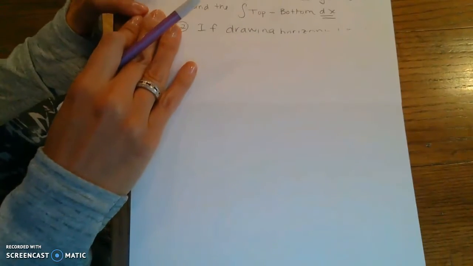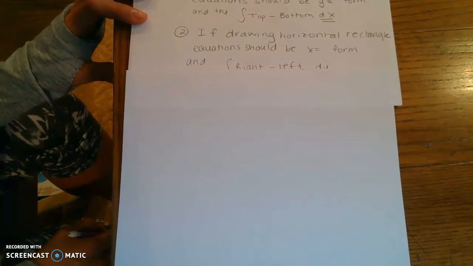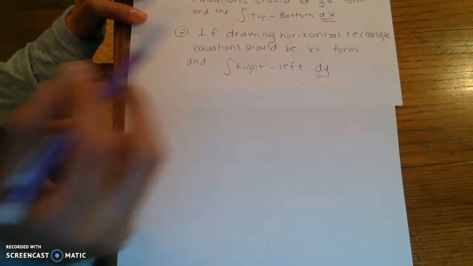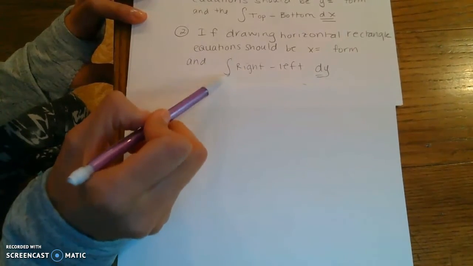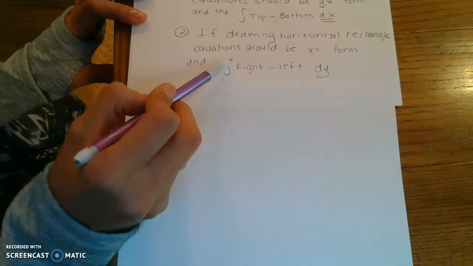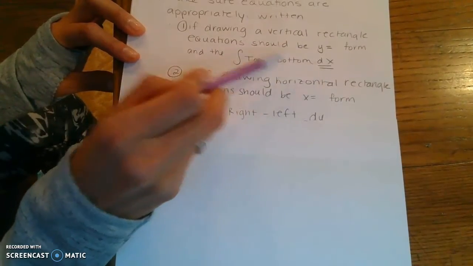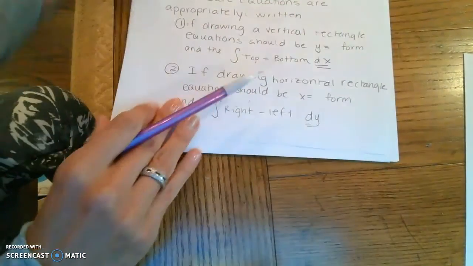If you're drawing a horizontal rectangle, the equation should be x equals form, and your integral will be right minus left dy. Now your bounds, if it's dy, these bounds will be y values. If it's, as you see up here, dx, these bounds will be x values. All right, so that is what we're going to talk about today.